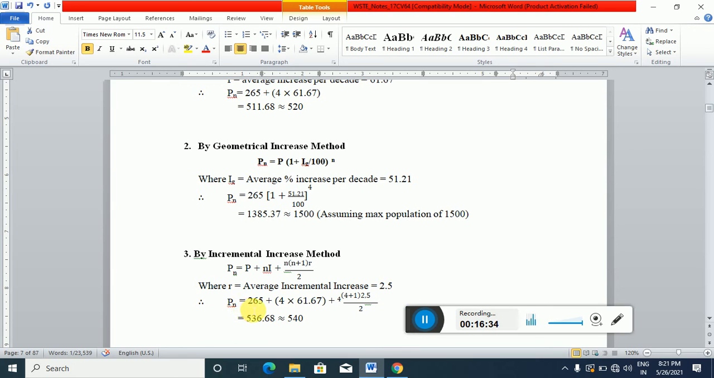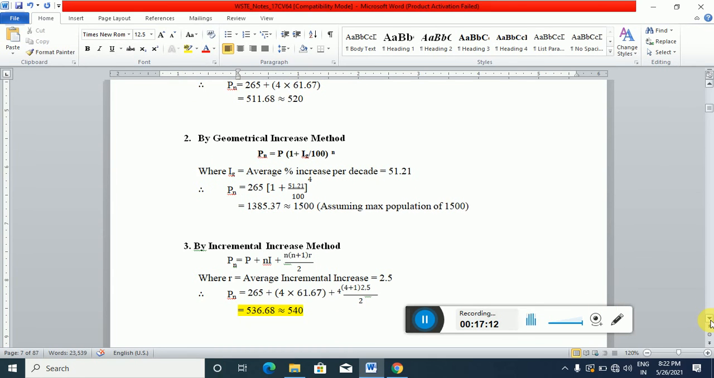So it can be estimated as Pn is equal to 265, the population for the previous known decade, plus N, as we have to estimate it after 4 decades, so 4 into I, the average incremental increase, similar to the formula of the arithmetic increase method. We have estimated it as 61.67, plus N into N plus 1 divided by 2 into R, where N is 4 and R is 2.5. If you simplify this, you will get the value as 536.68, approximately equal to 540.